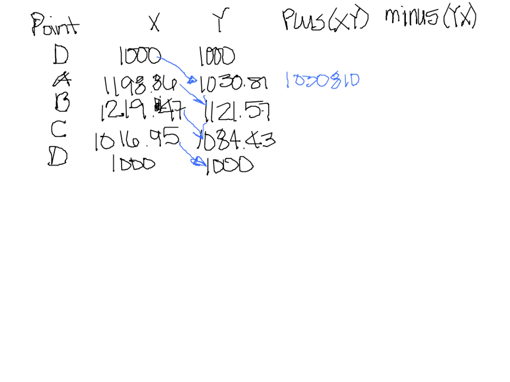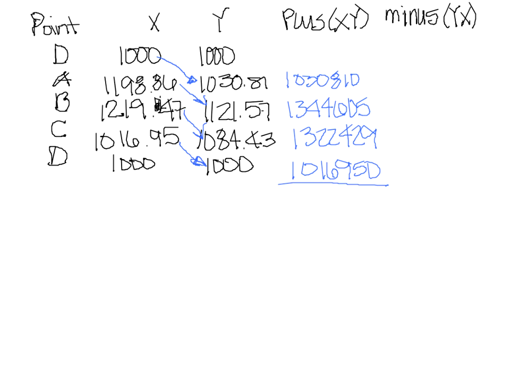And then you're going to write them all down. So you should get 1,030,810, 1,344,605, 1,322,429, and 1,016,950. Okay? Those are your plus X times Y. You've got D of X times Y of A, you've got A of X times Y of B, you've got B of X times Y of C, and you've got C of X times Y of D.